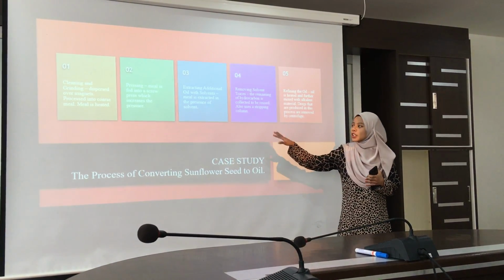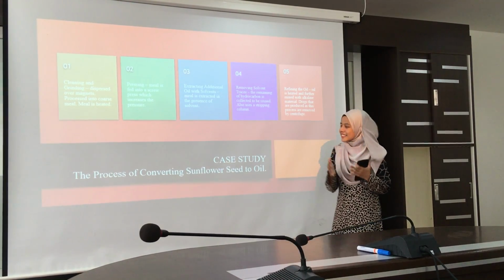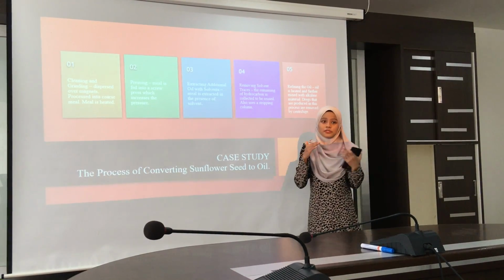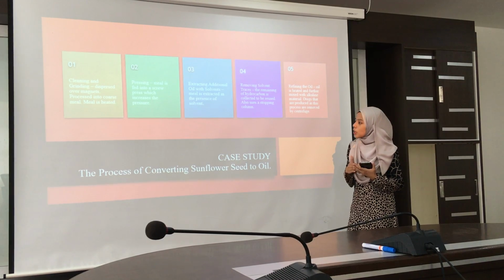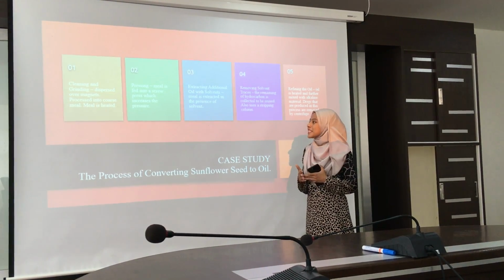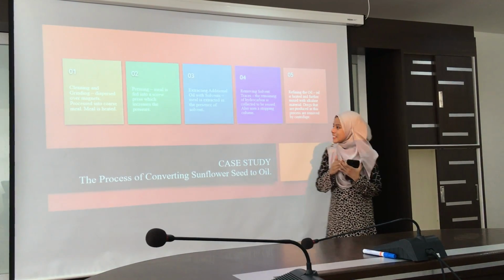So in this case, the one that is mainly used for extracting oil is hexane. The hexane, the volatile hydrocarbon, will dissolve the oil, and then the oil will be distilled, and the volatile hydrocarbon will be distilled out of the oil through the distillation method.